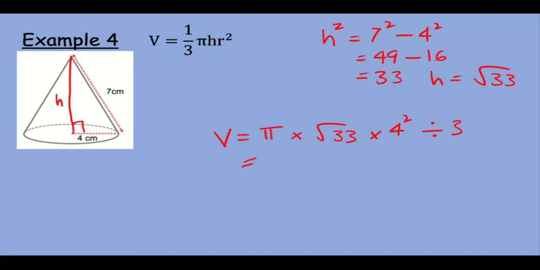Okay, so we've got pi multiplied by root 33. Press equals now. Then multiplied by 4 squared equals again, divided by 3. Got a final answer now of 96.3.